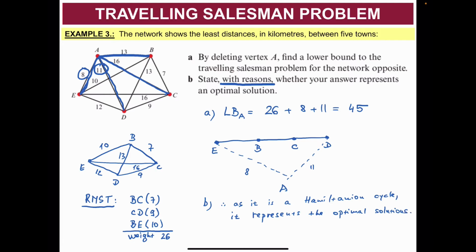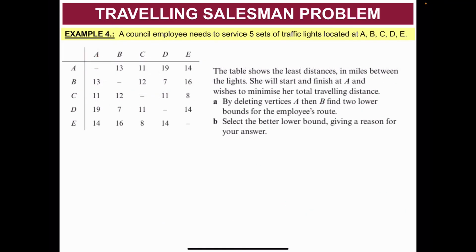So let's look at the next one. I have a council employee that needs to service 5 sets of traffic lights. They are located at positions A, B, C, D. I have the table of the distances, least distances in miles. This is important when you want to interpret the solution. And you know that she will start and finish at A, and wishes to minimize the traveling distance.